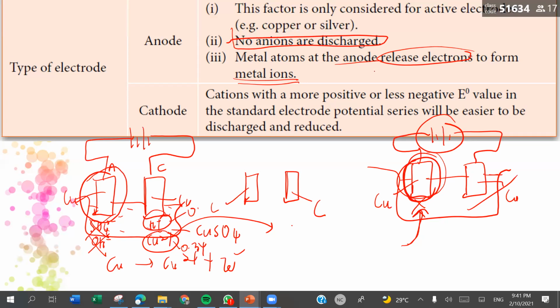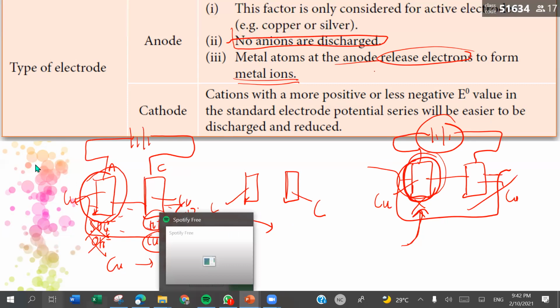So am I going to choose copper ions, hydrogen ions, or am I going to choose copper electrode? Which one am I going to choose in a cathode? The cations or the electrode? Don't know whether I made you more confused with my statement. Is teacher going to look at my cations here, or am I going to look at my electrodes in this factor here, in my type of electrode factor?